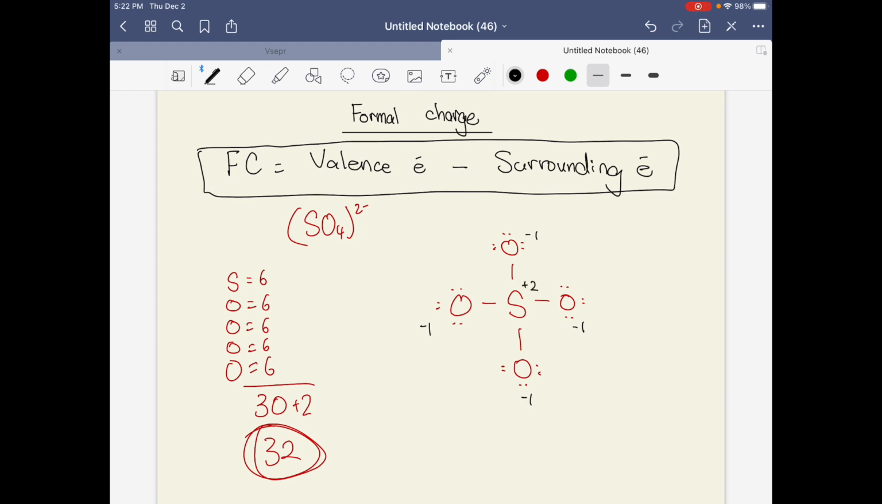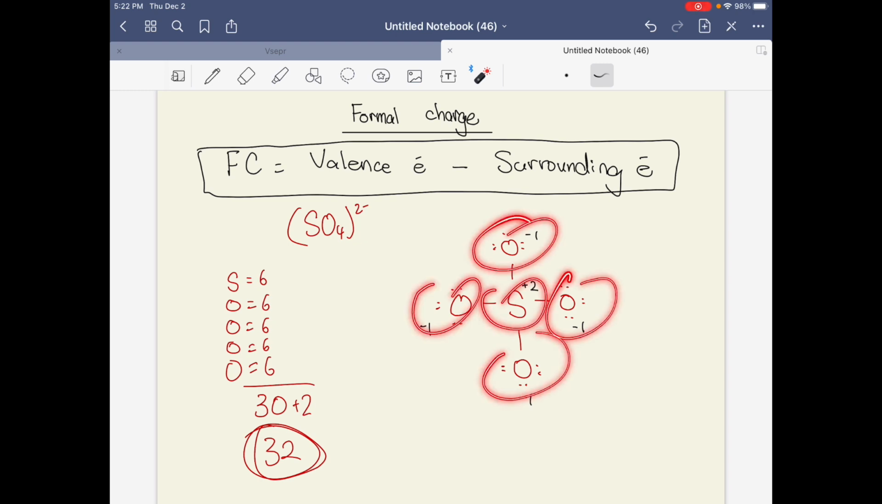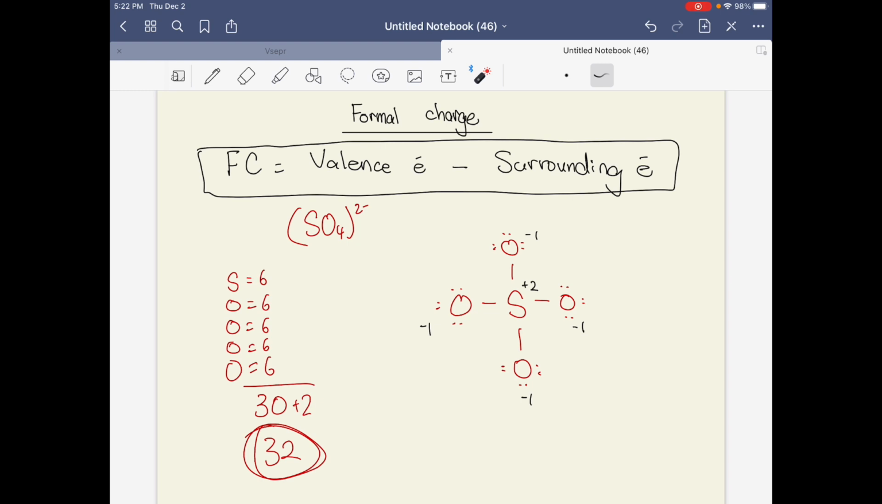Is this a good situation? No, it's a horrible situation. Everybody is charged. Remember, this is very unstable. Can we fix that? Yes, we can. How? By knowing that S can hold 12 electrons. You're going to insert 2 lone pairs onto sulfur. Now sulfur has 2, 4, 6, 8, 10, 12.